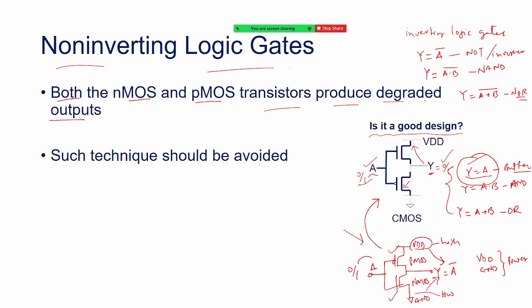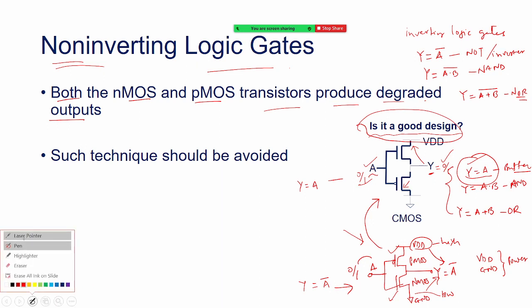I am going to create a non-inverting function. So I know that this is a circuit to create this function, and this is a circuit to create this function. But now the question is, is it a good design? If yes, how and why? If not, why?